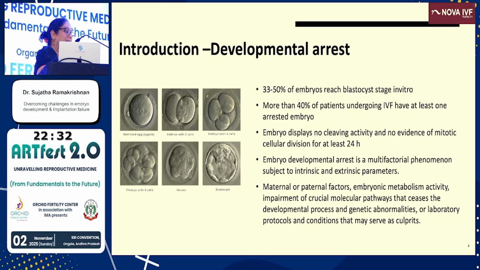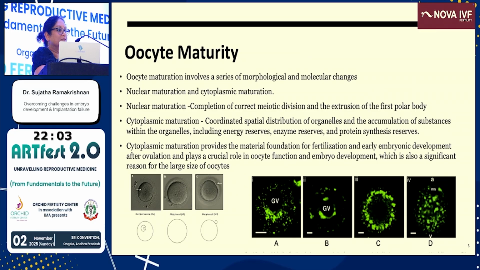Now, what are the major reasons for developmental failure of embryos? It could be intrinsic. When I say intrinsic, it could be maternal, it could be of paternal origin, or it could be some metabolic activity which is not there in the embryo. And then crucial molecular pathways could have been affected. All these, and genetic abnormalities. And extrinsic, it is something what we do in the laboratory, the protocols, the culture conditions, so on and so forth.